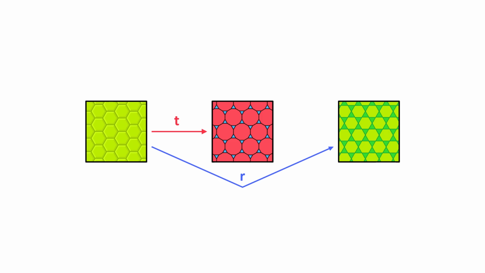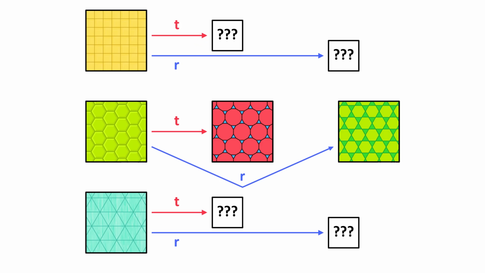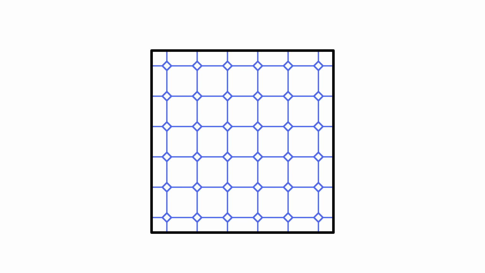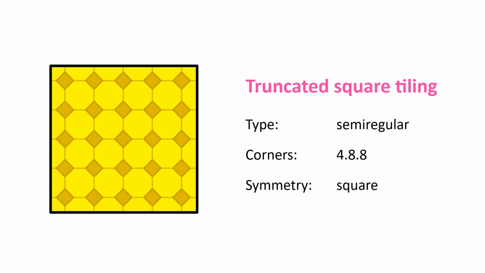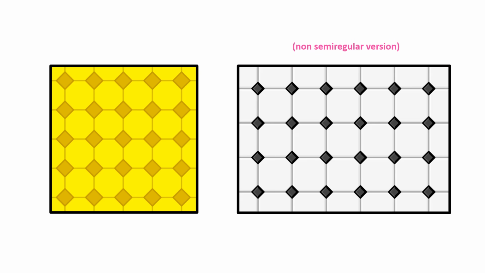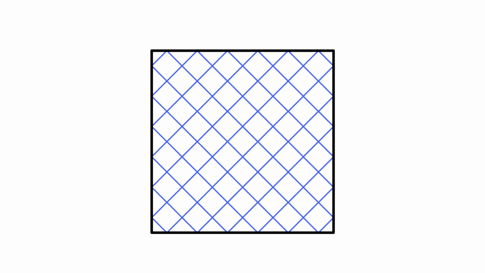So now let's see if we can truncate and rectify the other two regular tilings to get 4 more semi-regular tilings. The truncated square tiling is composed of octagons and squares. It's actually pretty popular in real life with varying proportions. But if you try to rectify the square tiling, the new tiles are squares, but the octagons turn back to squares as well, and you just get the square tiling again.